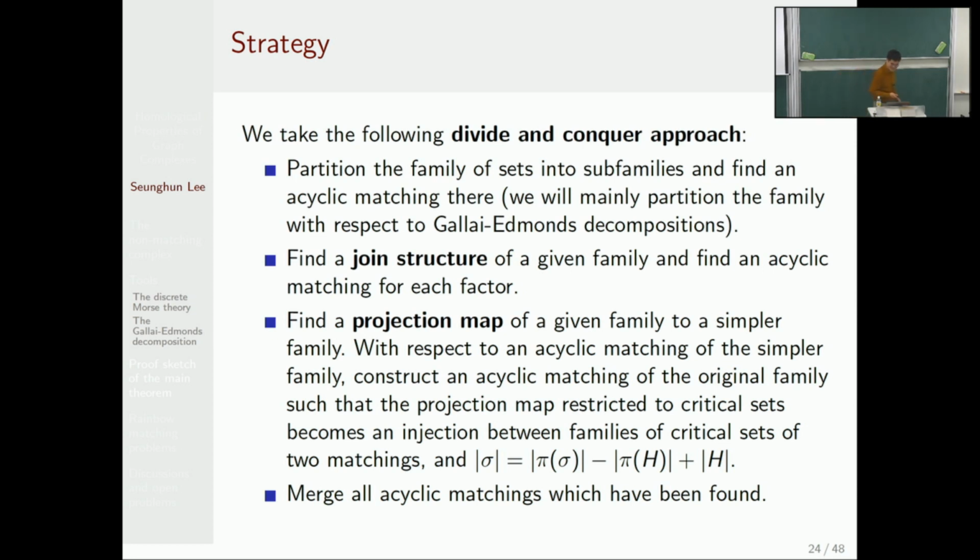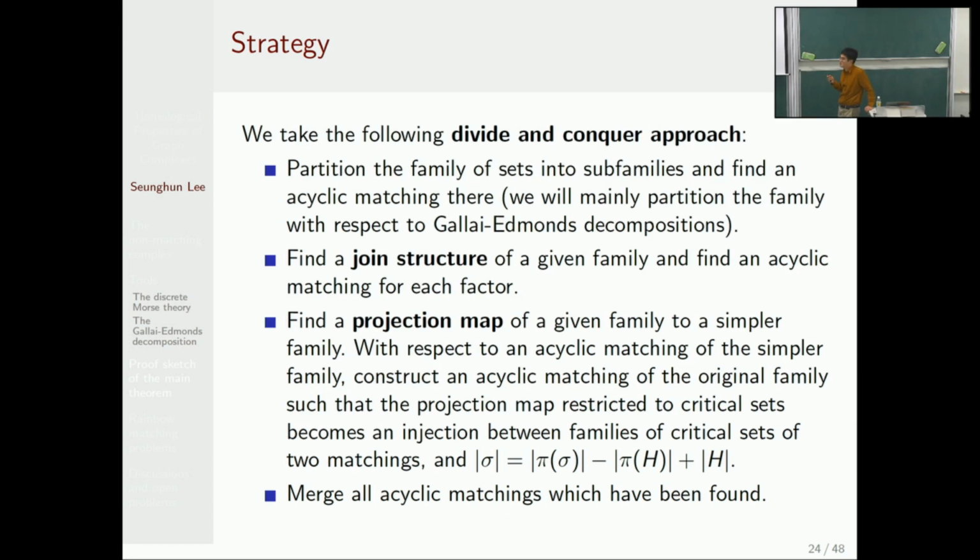So let us give the strategy here. We take the following divide and conquer approach. First, partition the family of sets into subfamilies and find an acyclic matching there. We want to partition the family into subfamilies so that we can understand them quite easily. And we will mainly partition the family with respect to the Gallai-Edmonds decomposition.